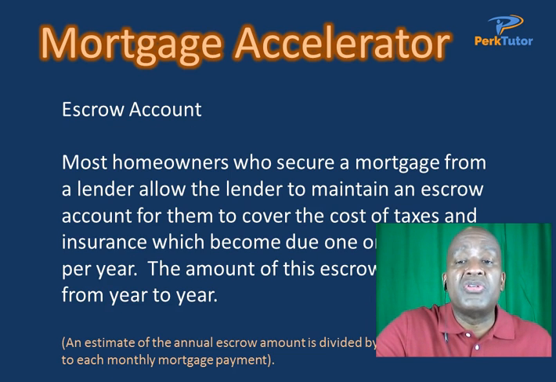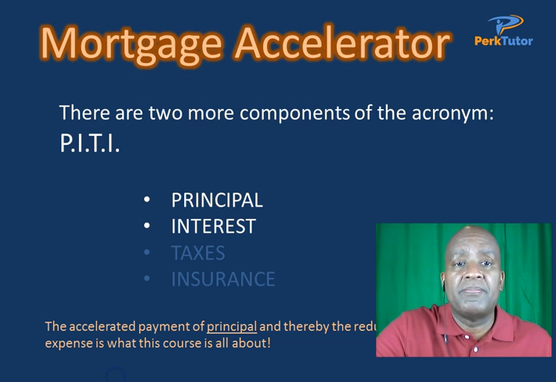Most homeowners who secure a mortgage from a lender allow the lender to maintain an escrow account for them to cover the cost of taxes and insurance, which become due one or two times a year. The amount of the escrow can vary from year to year. An estimate is made of the taxes and the insurance, and then that number is divided by 12, and that amount is added to each monthly mortgage payment.